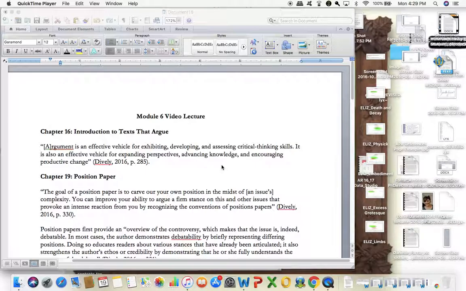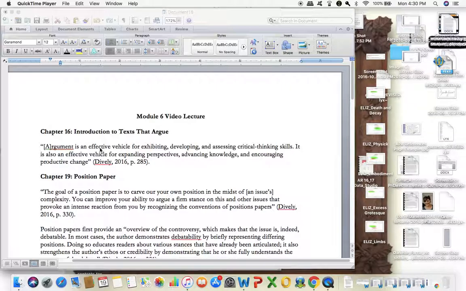So starting off with chapter 16, it's introduction to texts that argue, and we've had these kind of introduction to texts that blank kind of chapters before. So this one focuses on those texts that argue. So some of it should hopefully be sounding familiar at this point because you've been doing a lot of work up to thinking about argument, particularly as you've been doing the rhetorical analysis and you've been examining texts and talking about the effectiveness of those texts and how they present arguments.